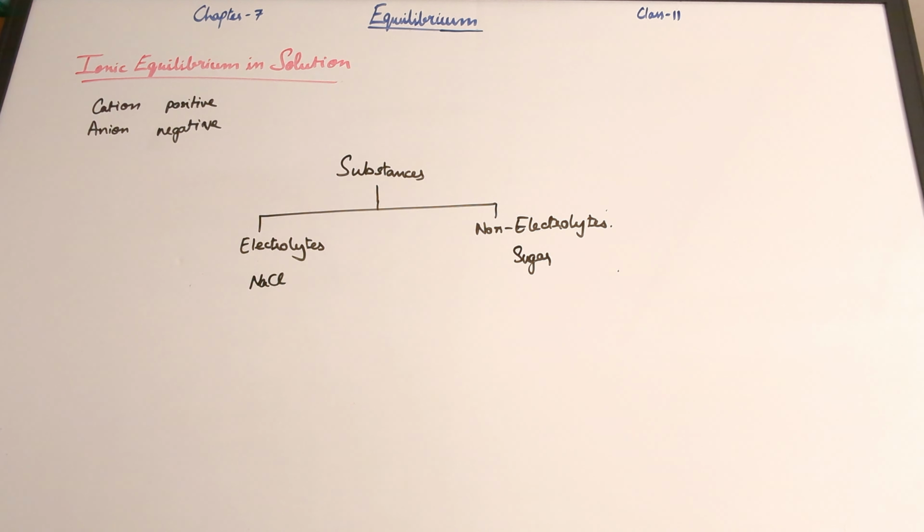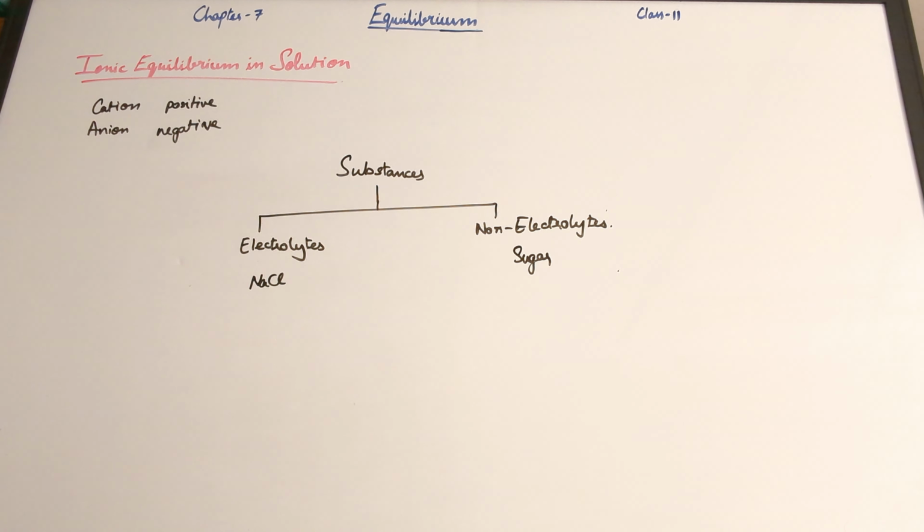Feel free to look it up. I'm not going to draw it over here. I think you learn the structure of sucrose in class 12, but essentially it does not dissociate to give ions. It's not forming ions, and because of that, it's a non-electrolyte. Electrolytes, on the other hand, are forming ions, and because of that, they're able to conduct electricity in their molten state or in the aqueous solution.